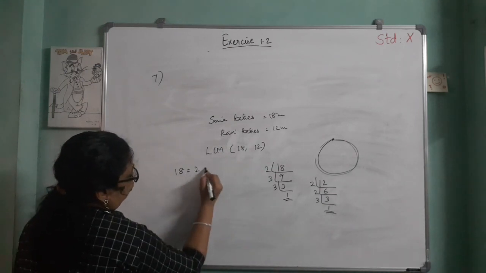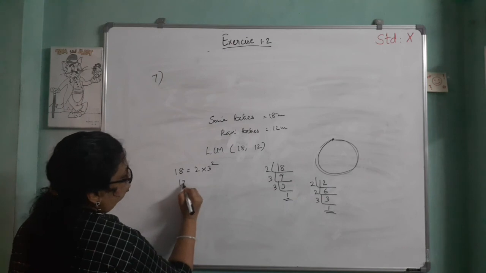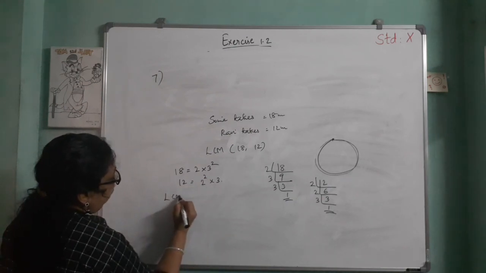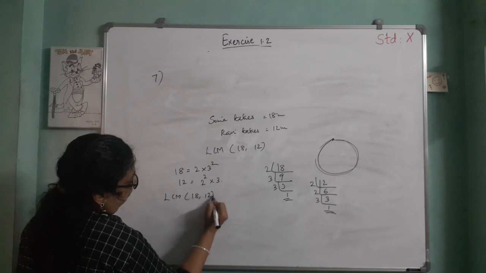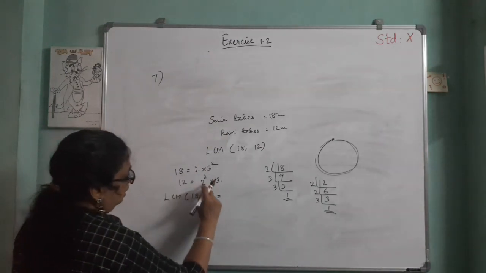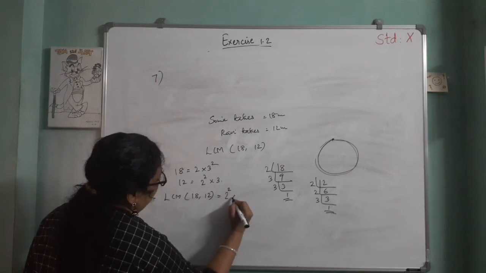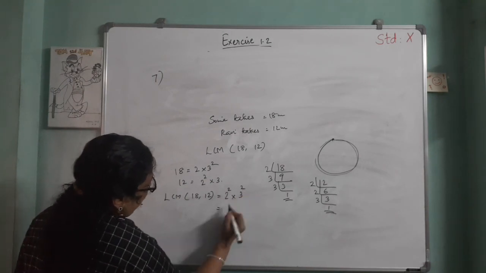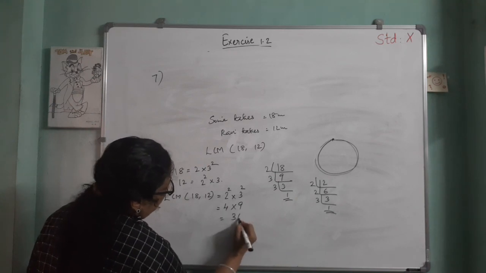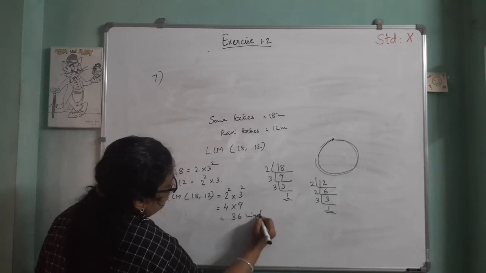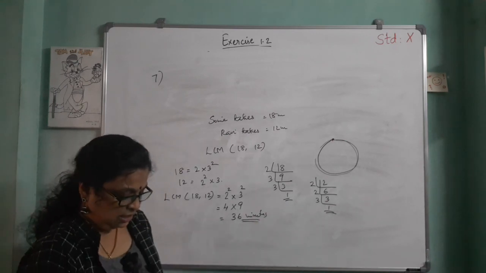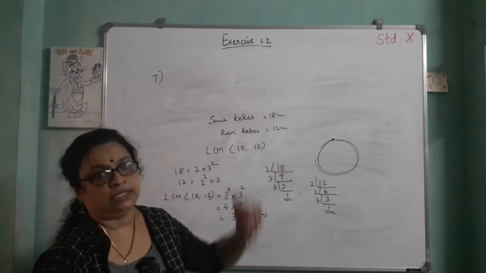So 18 equals 2 into 3 square, and 12 equals 2 square into 3. So the LCM of 18 and 12: we know that the LCM is the product of the greatest power of each prime factor. The greatest power of 2 is 2 square, and the greatest power of 3 is 3 square. 2 square is 4, 3 square is 9, that is 4 nines are 36. So the answer is, after 36 minutes they will meet again at the starting point.